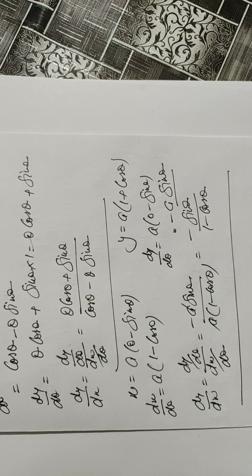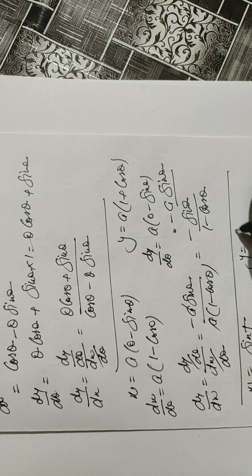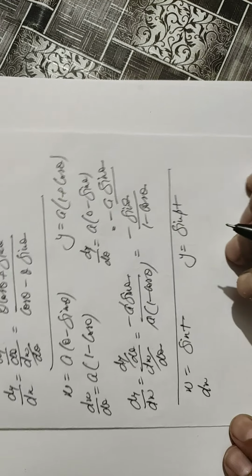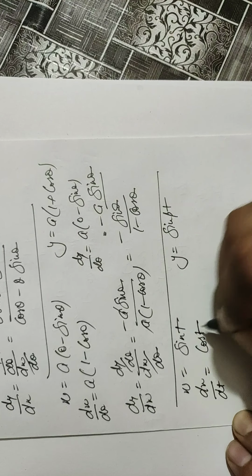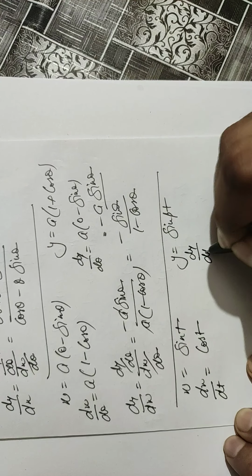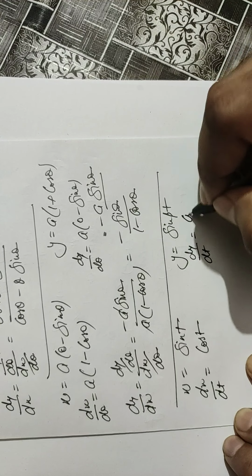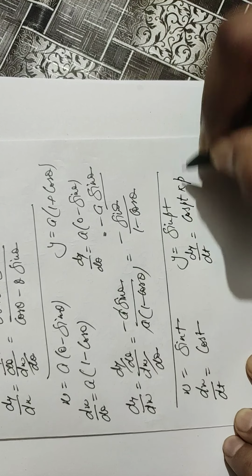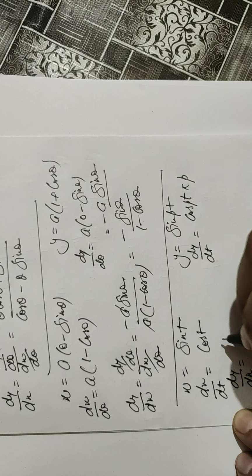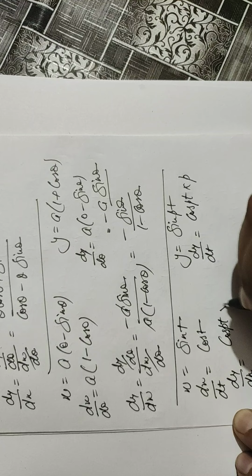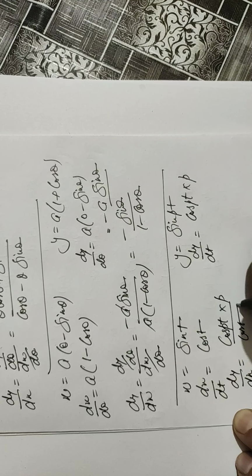We are taking one more example. Suppose the value of x is given by sin t and the value of y is given by sin pt. Here dx by dt becomes cos t, since the derivative of sin theta is cos theta. Here dy by dt becomes the derivative of sin, which is cos, and the differentiation of the angle becomes p. So the value of dy by dx becomes cos pt multiplied by p divided by cos t.